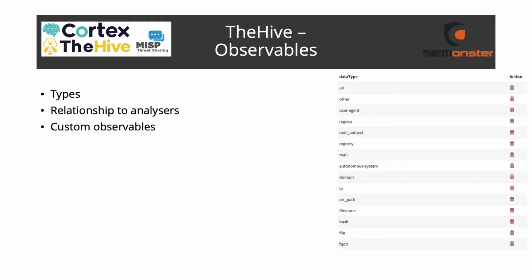When it comes to observables, you will notice that there are a fixed number of observables. There is URL, other, user agent, regular expressions, mail subjects, registry, etc. You can add custom observables to the environment, but please bear in mind that if you add custom observables to the environment, there may not be an analyzer that is associated with them. One or two of the fields that I usually like to add as observables is payload and payload printable, because I like to retain those as evidence, even though there aren't any analyzers for them.